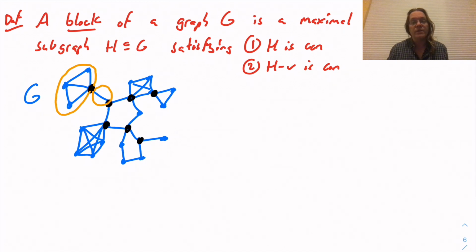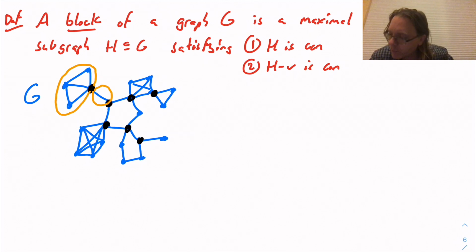It is not a 2-connected subgraph, because this subgraph doesn't have enough vertices. So you don't get this property, for instance, that there's a cycle through any 2 vertices. There isn't. But it is still a valid block.